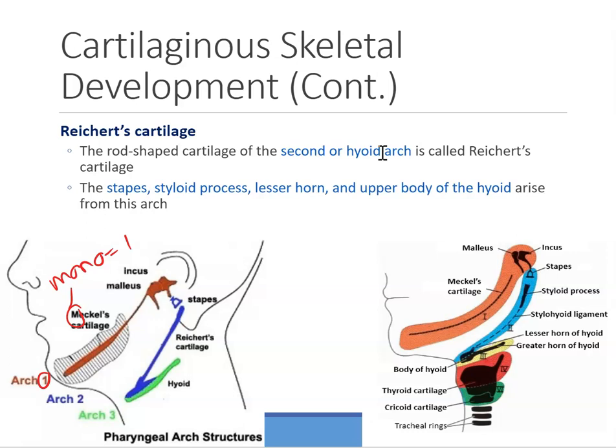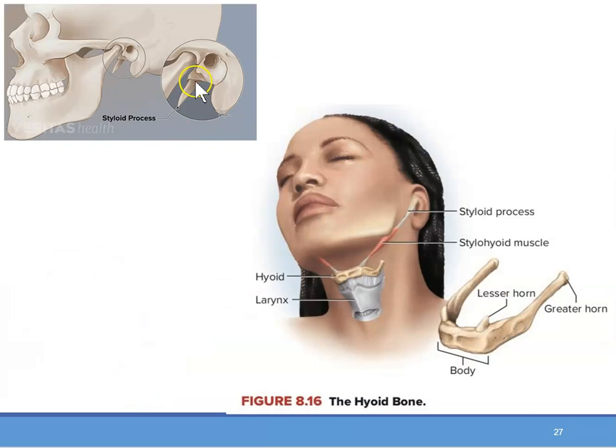What else comes from the second arc? We get the stapes, which is the third bone in the ear. We also get the styloid process, and I'll show you what that looks like. Actually, I'll show you right now. This is the styloid process. So in the skull, we have the styloid.